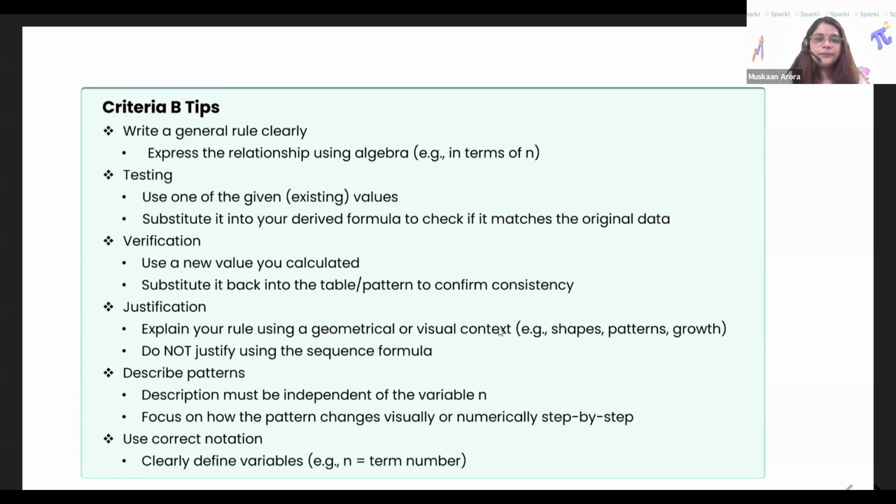Dishita, please. So I know the main difference between testing and verification. Testing being that you use the values that are already given to you, and verification being the values that you predict in the table given. That is correct. Bang on.